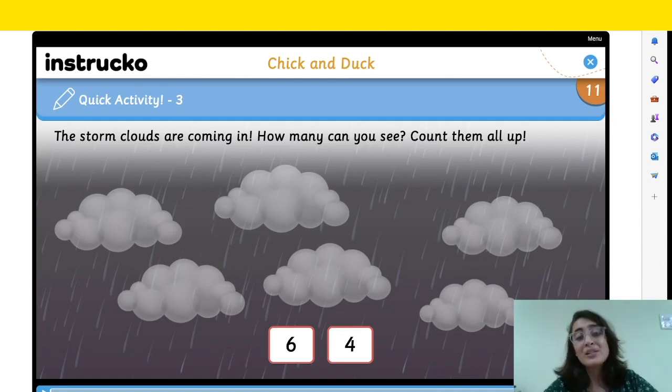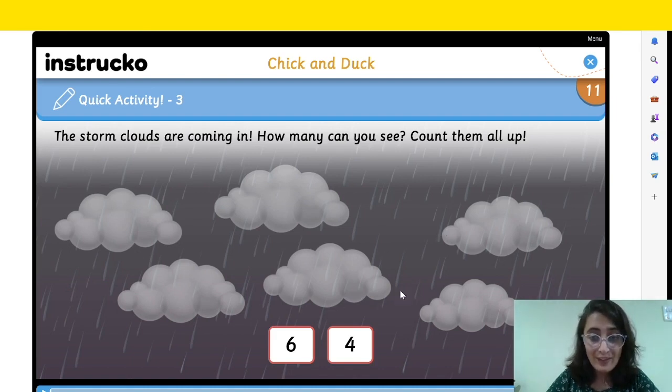Now, can you count how many clouds there are? Yes, let's start and count together. So, this is my first cloud. 1, 2, 3, 4, 5 and 6. There are a total of 6 clouds coming.